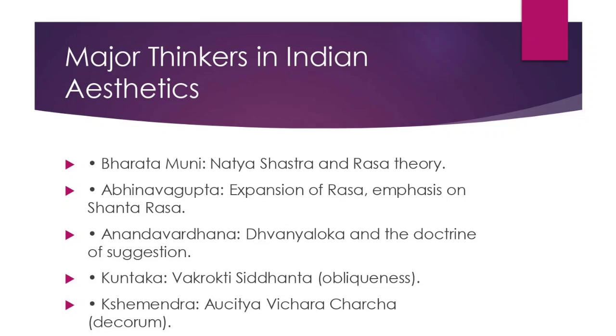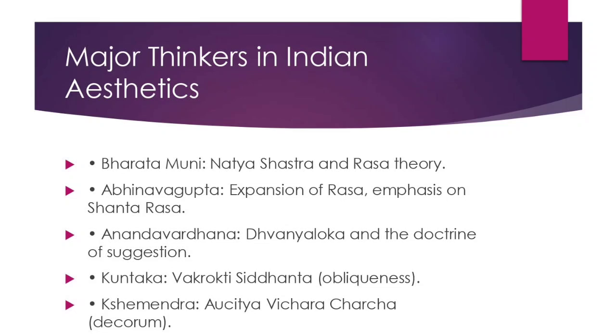So Bharat Muni propounded the theory of rasa in his major work Natya Shastra. Next is Abhinavagupta, who expanded the rasa theory in his work Abhinavabharati. Next is Anandavardhana, who suggested the Dhvani theory in his work Dhvanyaloka. And now we have Kuntaka, who propounded the theory of Vakrokti, that is obliqueness, in his work Vakroktijivita. And after that, there is Kshemendra, who propounded the theory of Auchitya, that is appropriateness, in Auchitya Vichara Charcha.